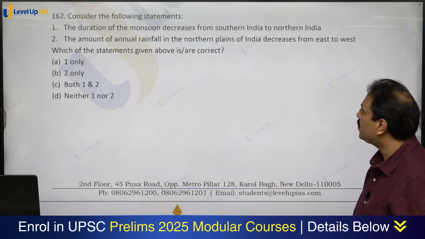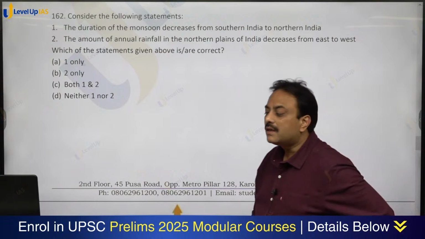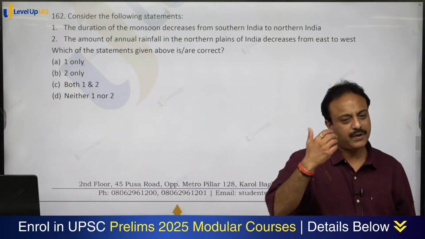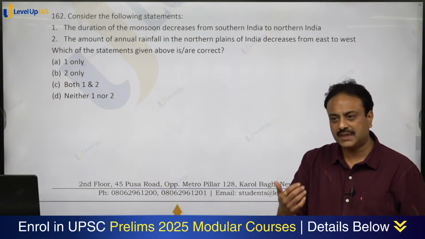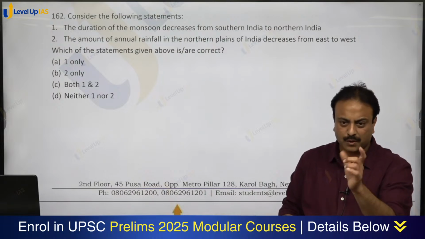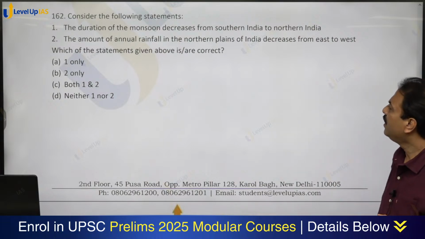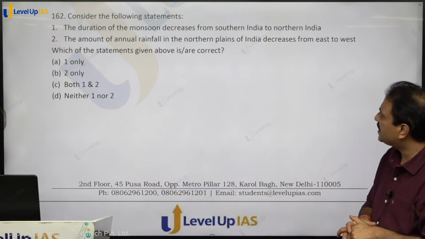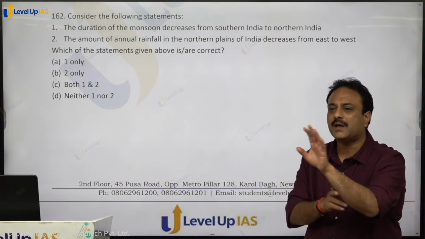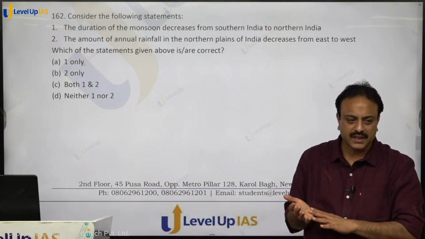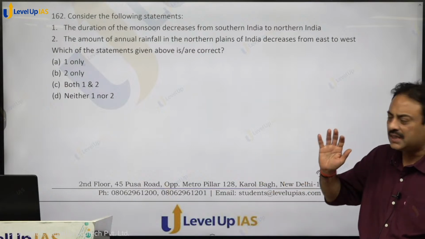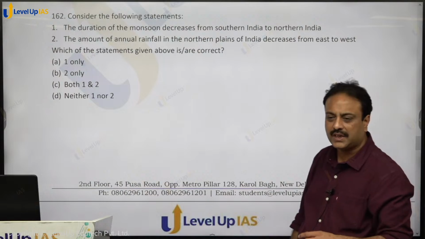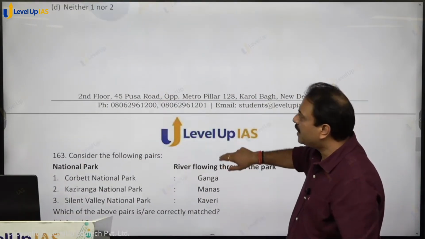Consider the following statement. The duration of the monsoon decreases from southern India to northern India. Is this statement correct or not? Monsoon starts from south and then withdraws from south. So it will come to the northern side with some lag of time and withdraw early. So the total duration of monsoon will be more in south, less in north. Correct. The amount of annual rainfall in northern plains of India decreases from east to west. The Bay of Bengal branch of Indian monsoon enters the mainland of India from east to west under the impact of tropical easterly jet stream, and that causes the moisture to move from east to west. Therefore, east is having more rainfall, west is having less rainfall. The statement holds true. So both the statements are correct. So C for Calcutta will be the right answer, both 1 and 2.